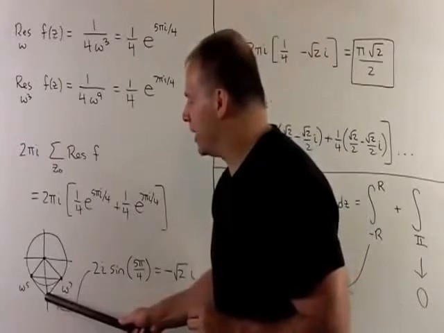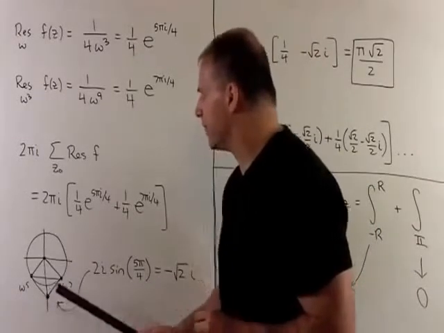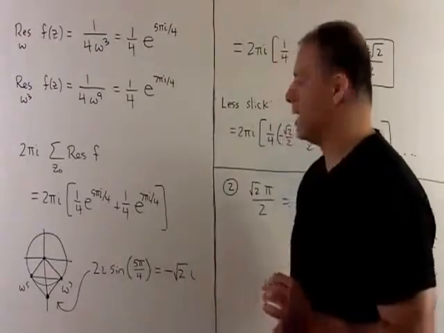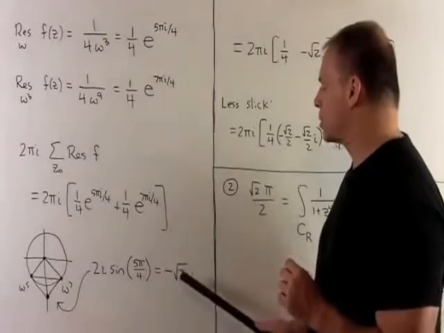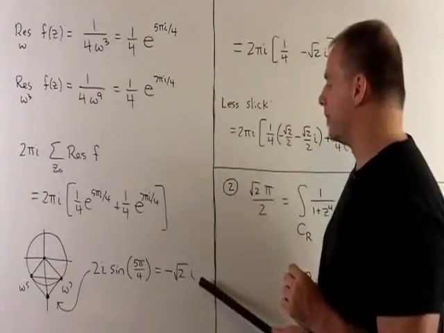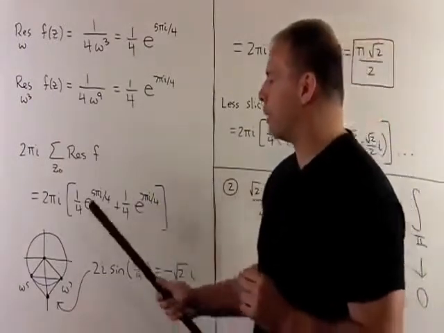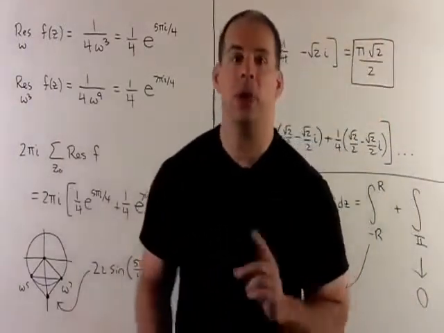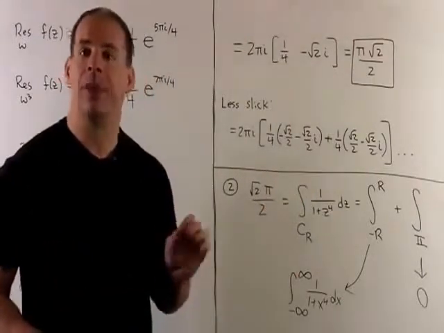If we want to take this point, that's the sum, well, that's just going to be twice the distance. So we're looking at 2 times i times the sine of 5 pi over 4. That's going to give us minus square root of 2 times i. So we're going to take minus square root of 2 times i, multiply it by the 1/4, and then multiply by 2 pi i. When I do that, I get pi times square root of 2 over 2, as expected.